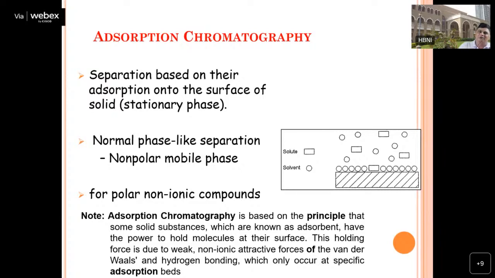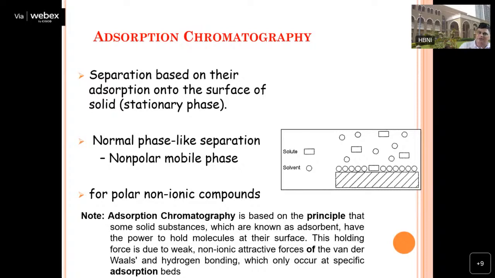So adsorption chromatography is based on the principle that some solid substances, which are known as adsorbents, have the power to hold molecules at their surface. This is very important here. This holding force is due to weak non-ionic attractive forces like van der Waals or hydrogen bonding, which only occur at the adsorbent surface.